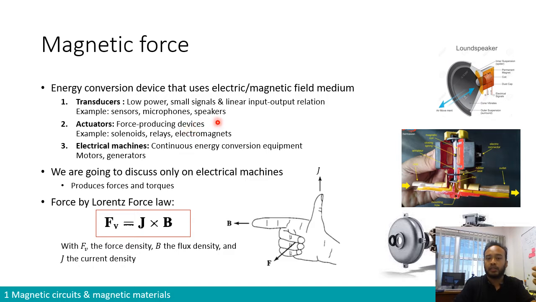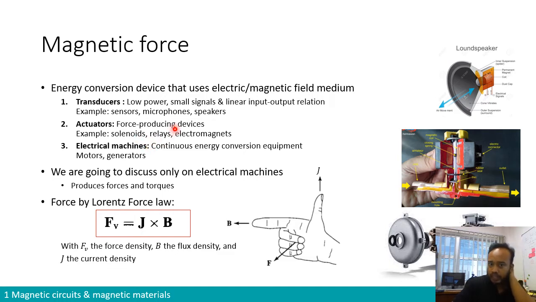For example, in speakers, you convert small electrical signals into vibration and therefore compression of air that creates sound. But to vibrate the membrane of your speaker, it consumes a very small amount of electrical energy. The energy conversion is very minimal, so it's low power, small signals, and a linear input-output relation. That's what we call transducers. And then we have the second category, which has a higher range of power and can produce forces, but is not continuous.